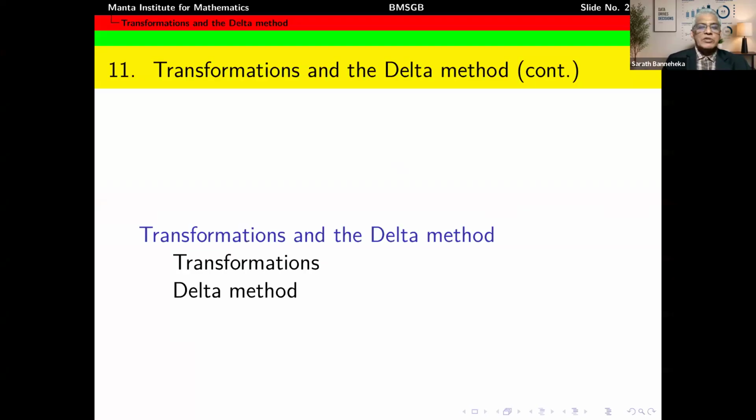So in this lecture, I'm going to discuss two main topics. The first is transformations. Here we will discuss how to find out the distribution of a transformation of a continuous random variable. And then the second topic is the delta method. This is mainly used to get an approximation for the variance of a random variable. So these are the two topics that will be discussed in this lecture.